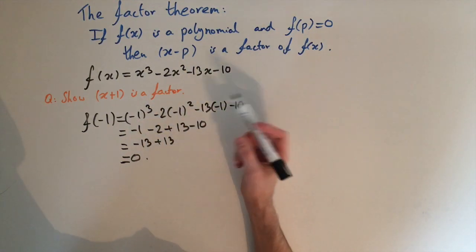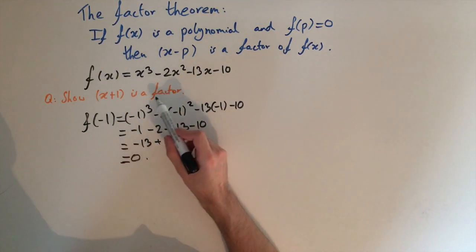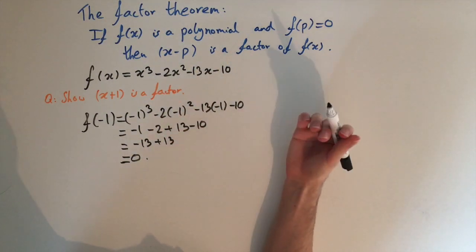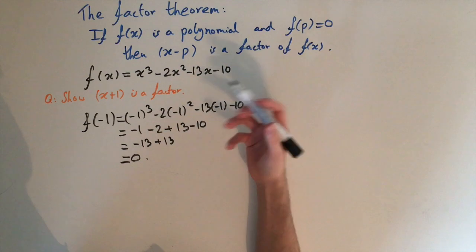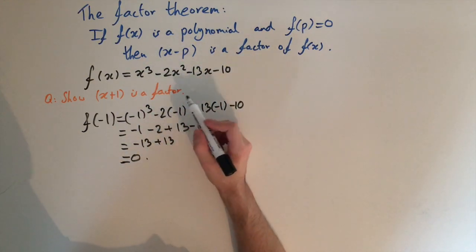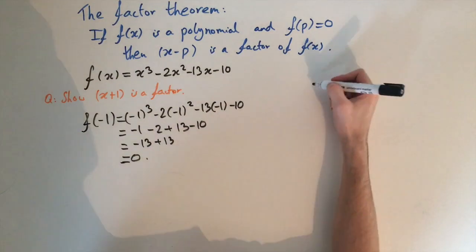One downside, although it's very quick, is that it doesn't tell us what the other factors are. But now that we know this is a factor, we can use polynomial division to find what is left over. Although it's a bit longer, it tells us what's left over when we factorize this. So let's do this on this side.